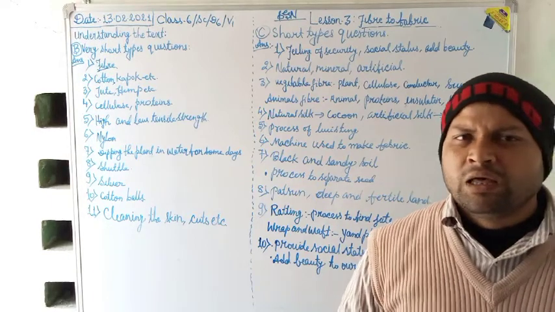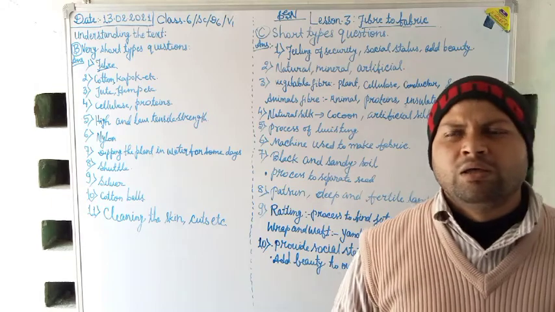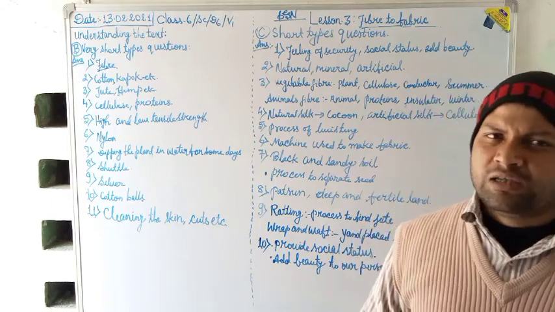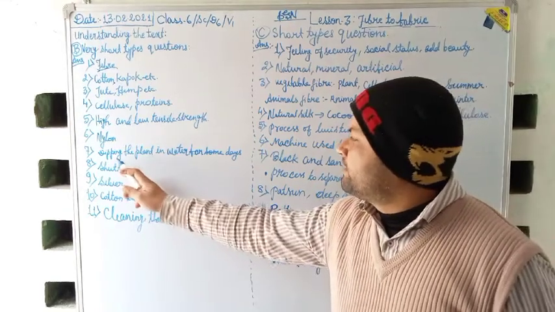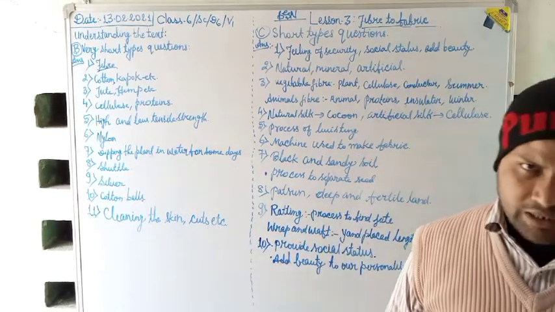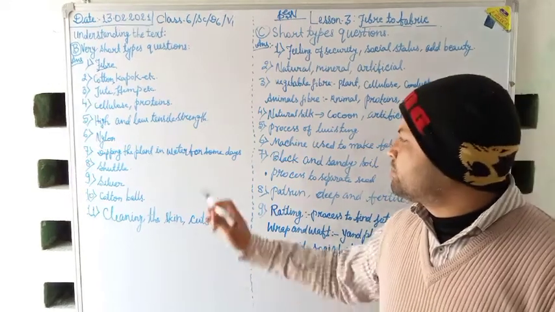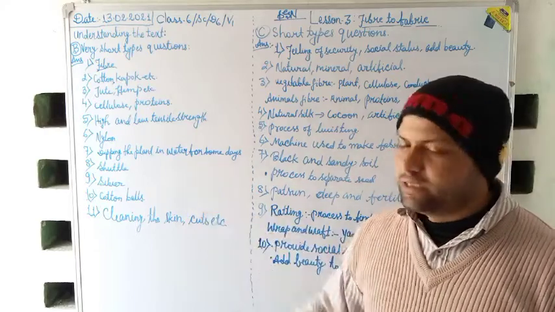What is retting? Retting is the process by which we obtain the fibers from the jute plants. The dipping of the plant in water for some days is called retting. So this process of obtaining the fibers from the jute plants is called retting.